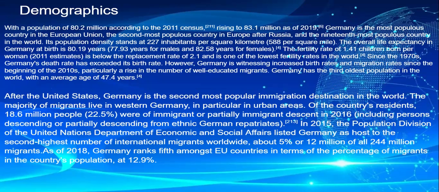After the United States, Germany is the second most popular immigrant destination in the world. Now that is a fact that I did not know. The majority of migrants live in Western Germany, in particular in urban areas of the country's residents.